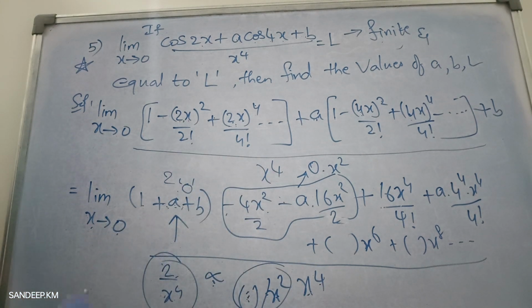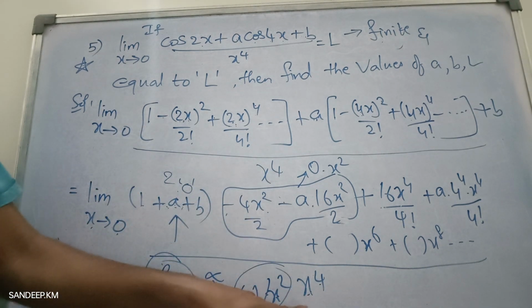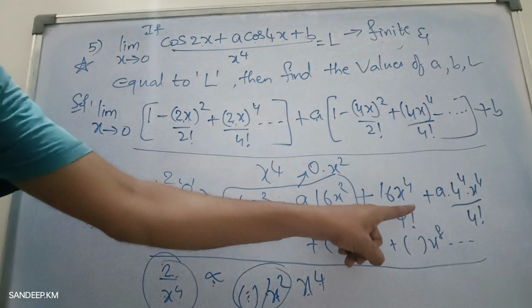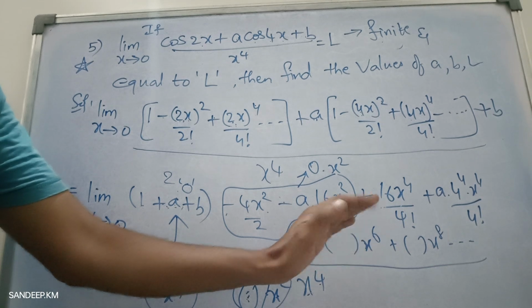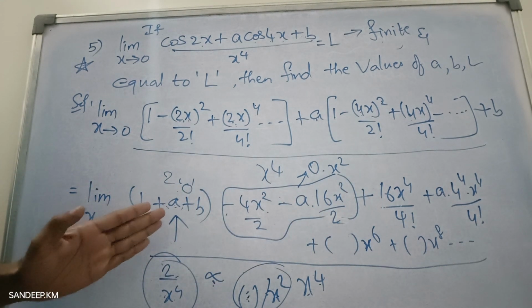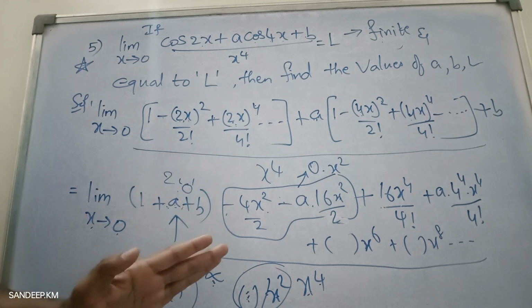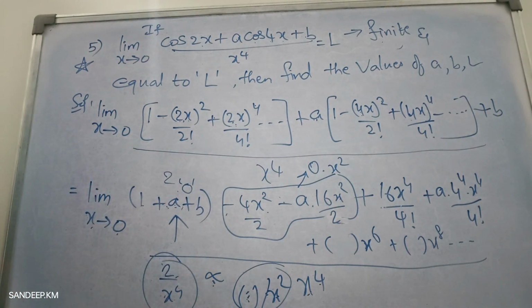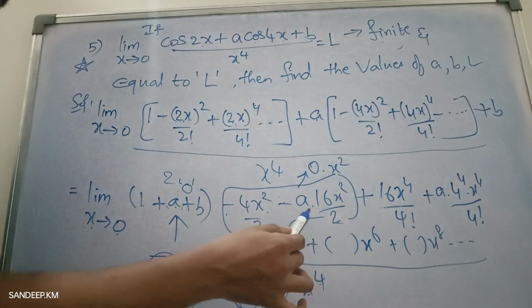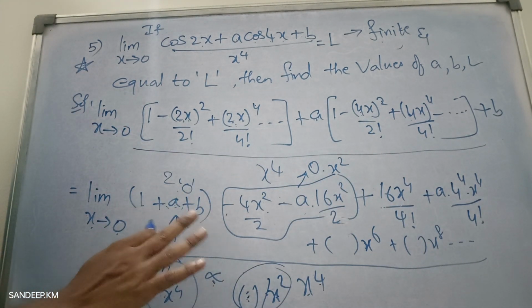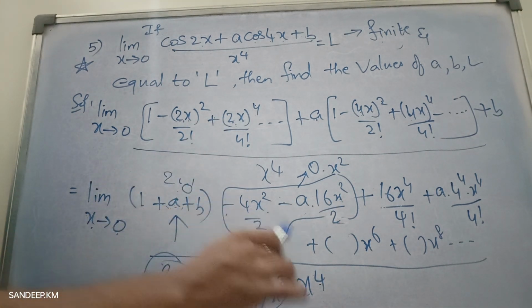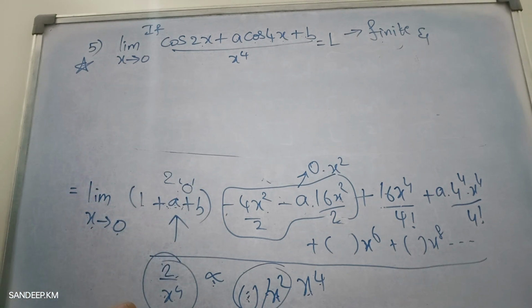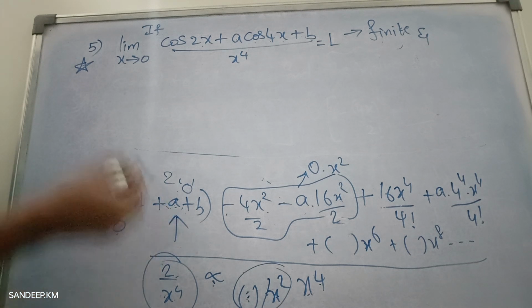Are you understanding? Once again, let me repeat. If the least power of x in the denominator is x power 4, then the least power of x in the numerator also must be x power 4. And if you have any other lesser powers of x, their coefficients must be 0. Now are you understanding what we are doing? So the x power 4 term should be there, the x square term and the constant should not be there, which means the x square coefficient must be 0 and the constant must be 0. Now let us use this fact to find a value and b value.